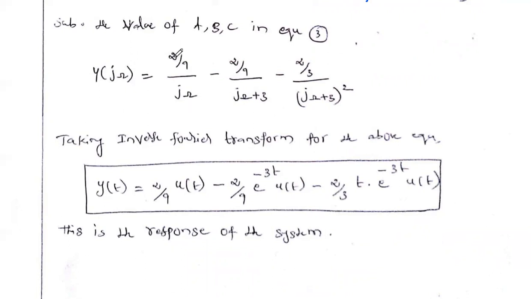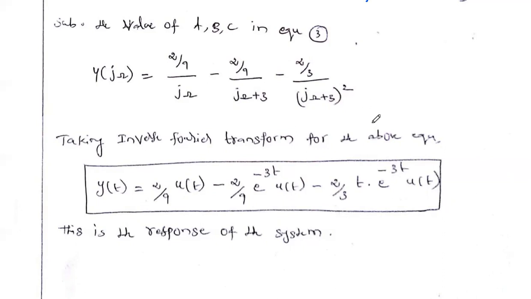Which is equal to 2 by 9 constant. What is the remaining term? 1 by j omega. Which signal has the Fourier transform 1 by j omega? The unit step signal u of t. And minus 2 by 9 constant. Which signal has the Fourier transform 1 by j omega plus 3? It is e power minus 3t u of t, the exponentially decaying signal. And the other one, minus 2 by 3, you write. Which signal has the Fourier transform 1 by (j omega plus 3) the whole squared?